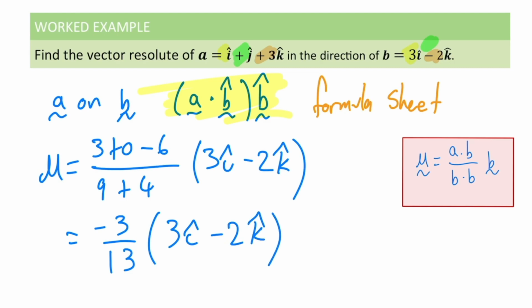Now, I could expand it, but normally we like leaving our vectors in a simplified form. So on most exam papers, this would be a fully acceptable answer. And I've now found my component of vector a in the direction of vector b.